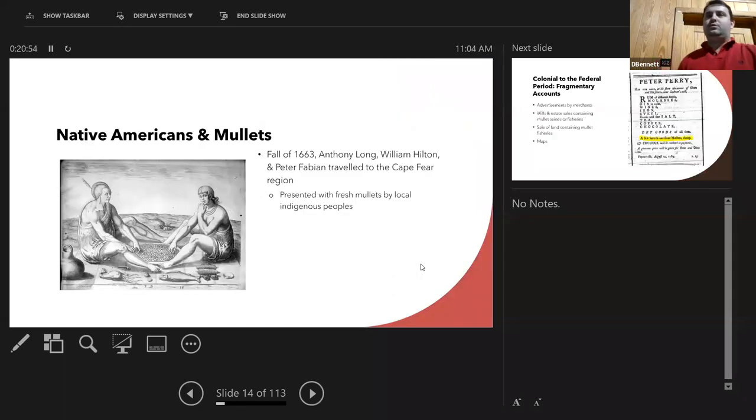But prior to Lawson's accounts, we have accounts from other explorers visiting the Carolinas. In the fall of 1663, a group of men traveled from Bermuda to the Cape Fear region. When they encountered the indigenous population there, they were presented with fish as gifts, including a lot of mullet for consumption. So we know the Native Americans were consuming mullet, and we know that they were smoking them and drying them to preserve them for later consumption, as well as so they could transport the fish.